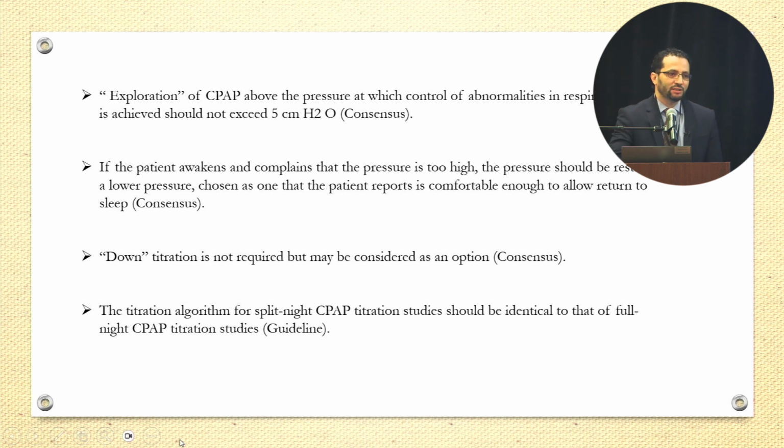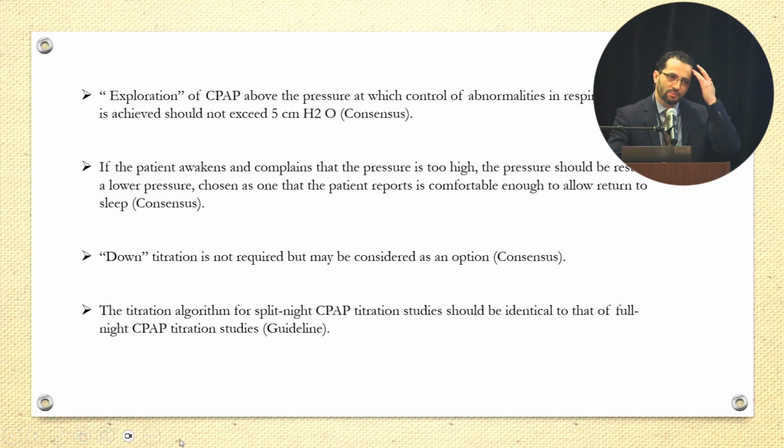There's something called down titration as well. Remember, we need to find the minimum pressure needed. Sometimes going down in pressure allows us to find the minimum pressure needed to eliminate the patient's respiratory events. For example, if you achieve your goal at a CPAP of 10, you can try to slowly go down every 10 minutes or so until your respiratory events start to appear. Then you know exactly the minimum pressure needed to eliminate the obstructive events.